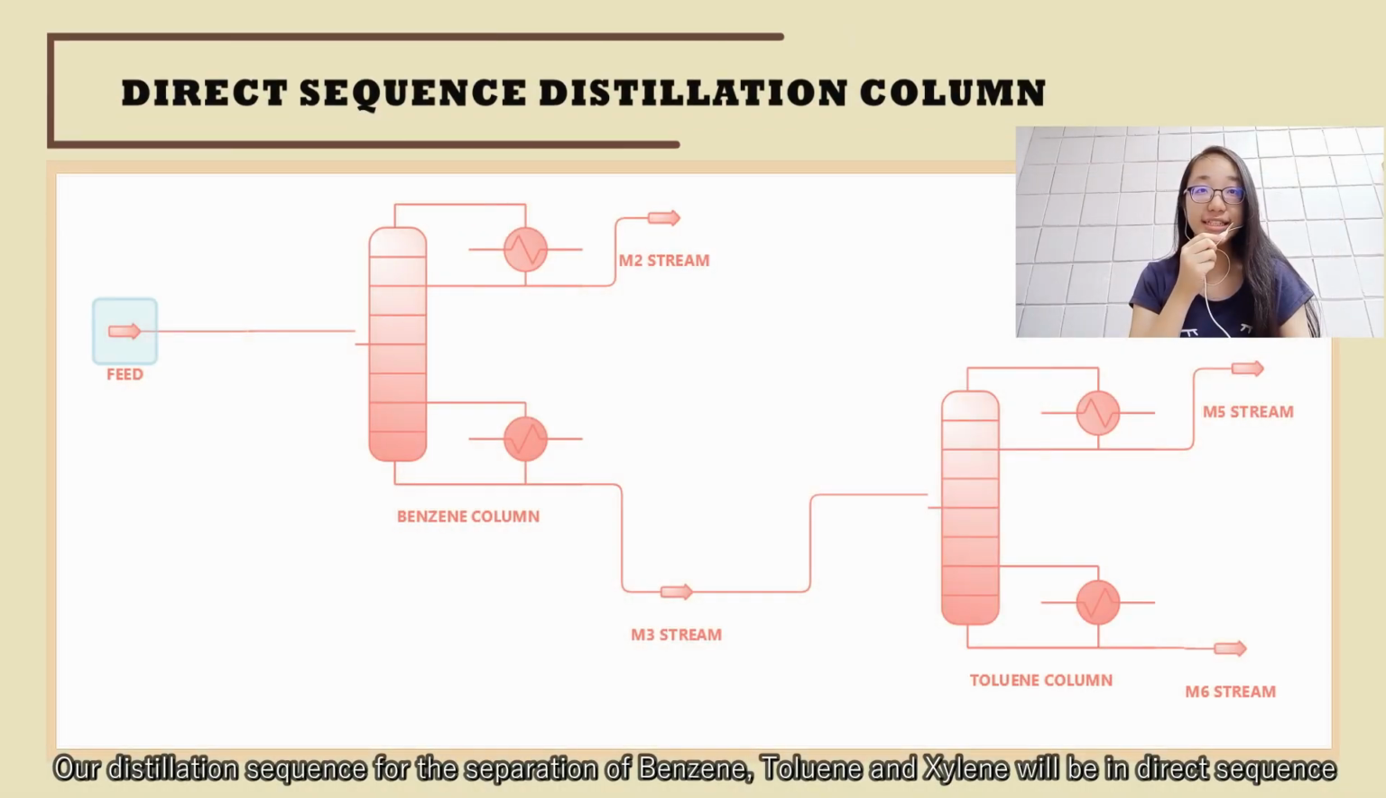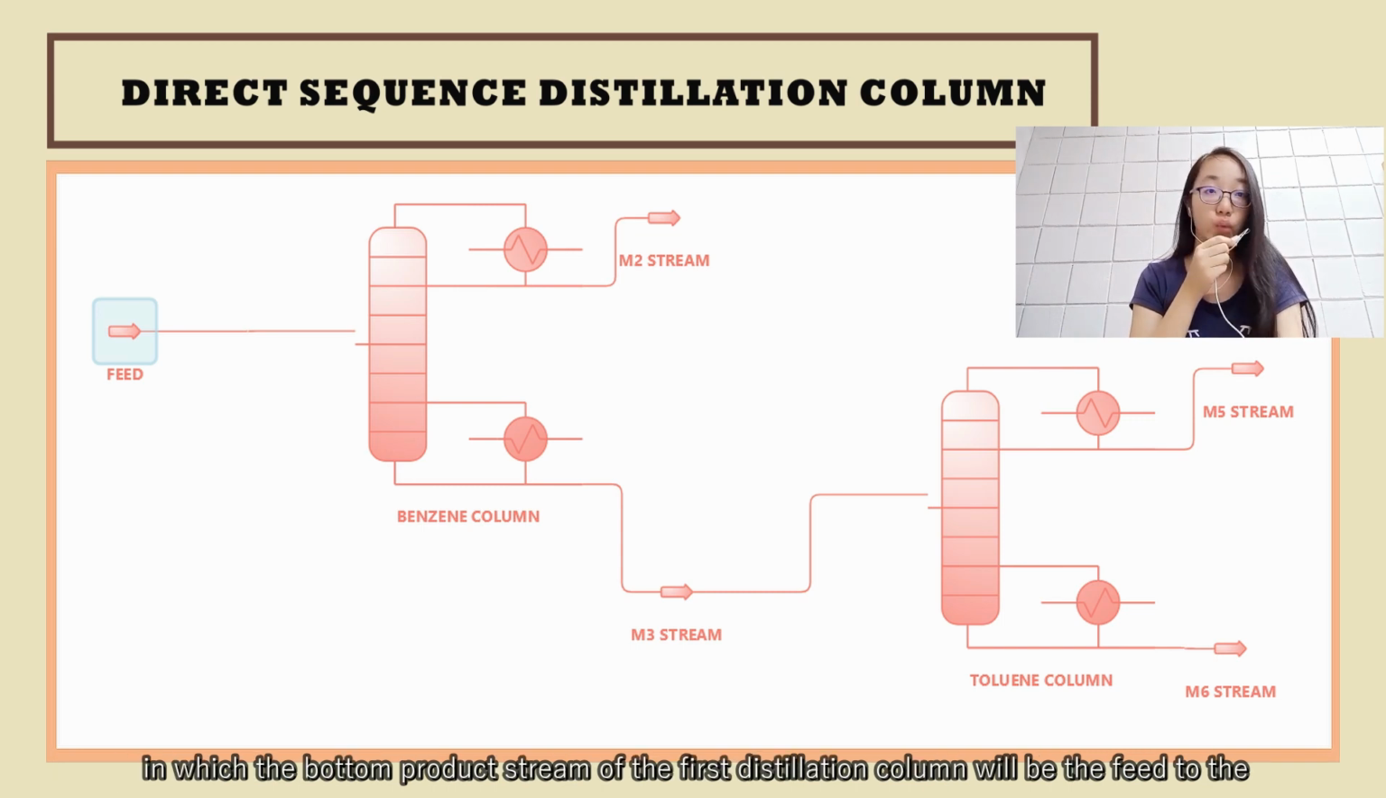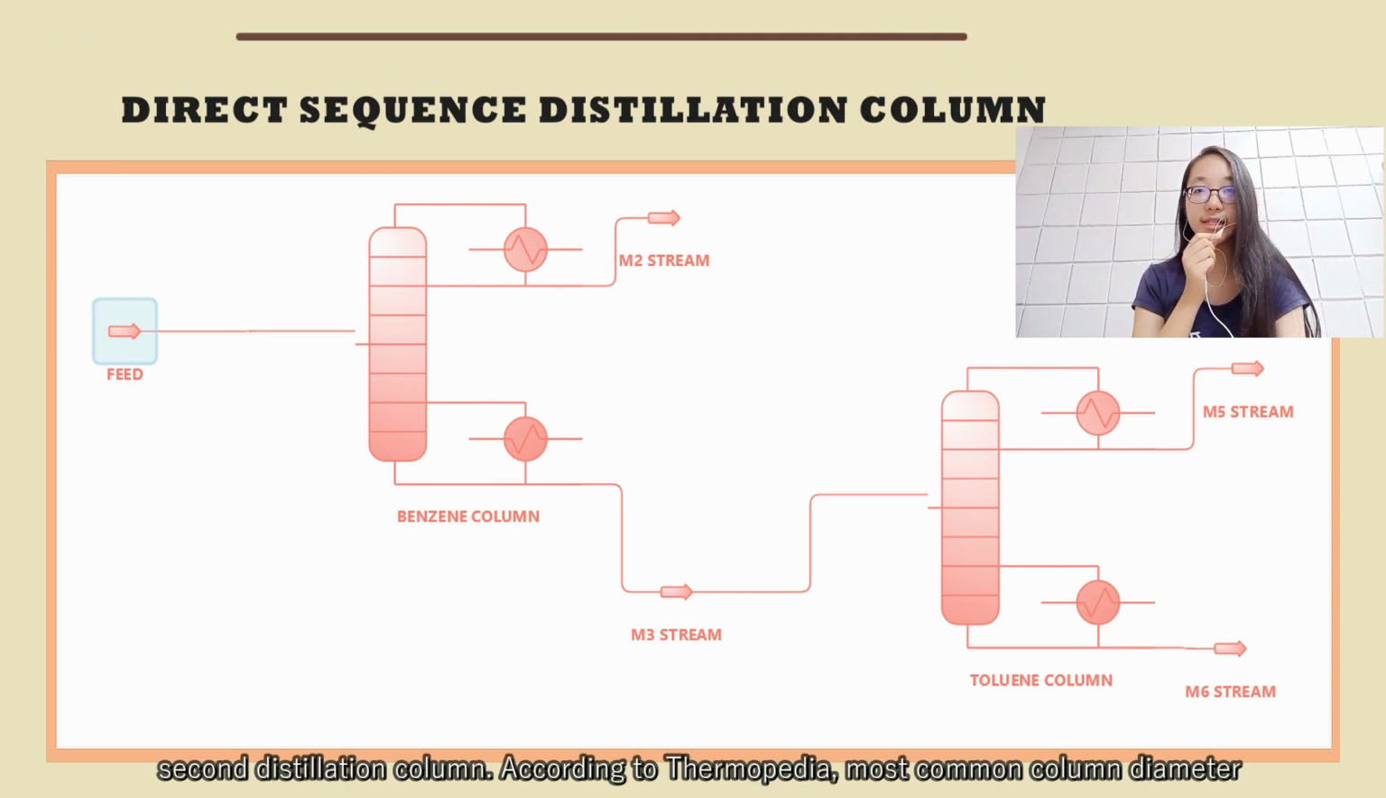Our distillation sequence for the separation of benzene, toluene and xylene will be in direct sequence, in which the bottom product stream of the first distillation column will be the feed to the second distillation column.